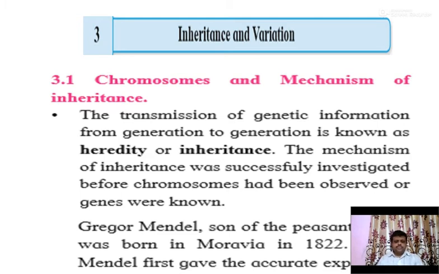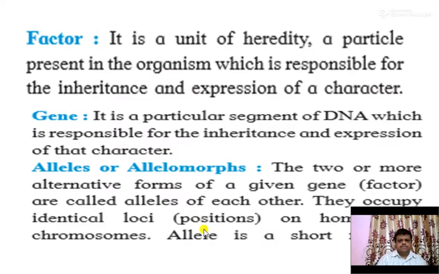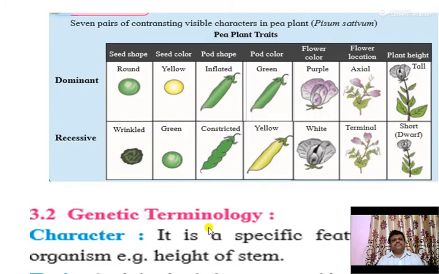Let us see the hybridization work of Mendel. In his hybridization work, Mendel selected the garden pea plant, that is Pisum sativum. The scientific name of the garden pea plant is Pisum sativum. Commonly, it is known as the garden pea plant or green pea. In this garden pea plant, Mendel selected seven different characters. Let us see the next slide. Now you can see Mendel selected seven different characters of the garden pea plant.